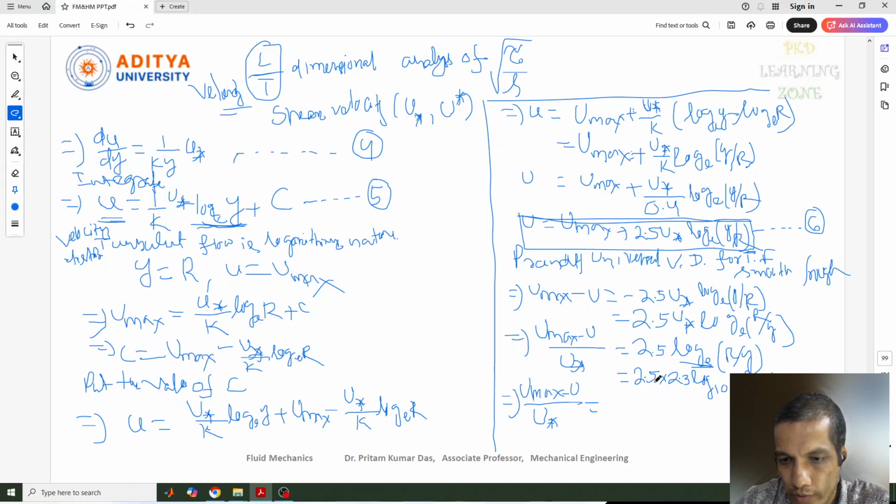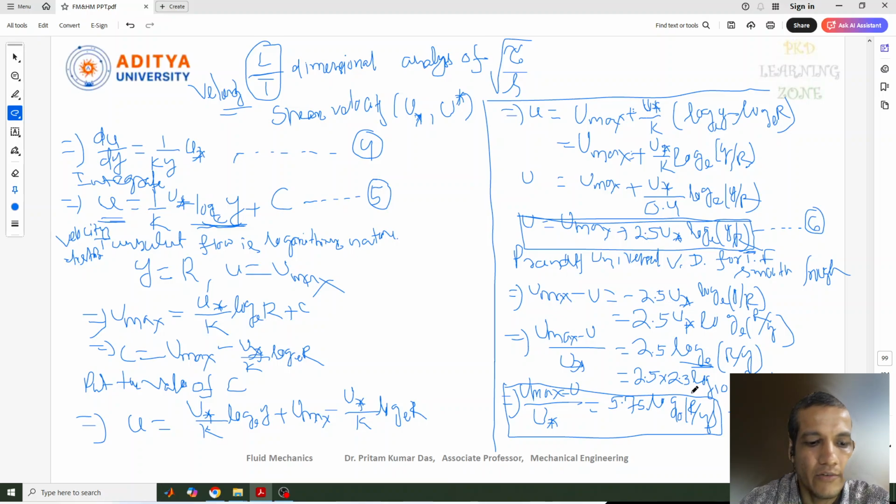Just to multiply this 2.5 into 2.3, so it will be near about 25 into 23, 575. So 575 means 5.75. 5.75 log 10 r by y, bracket close. So here this is the final equation, and this one equation you can give it equation 7.